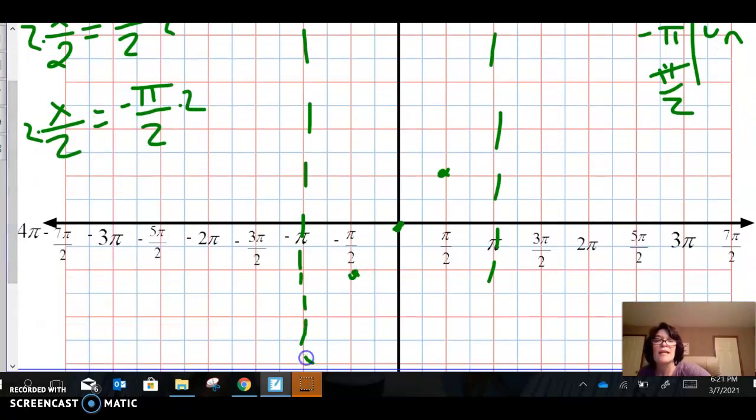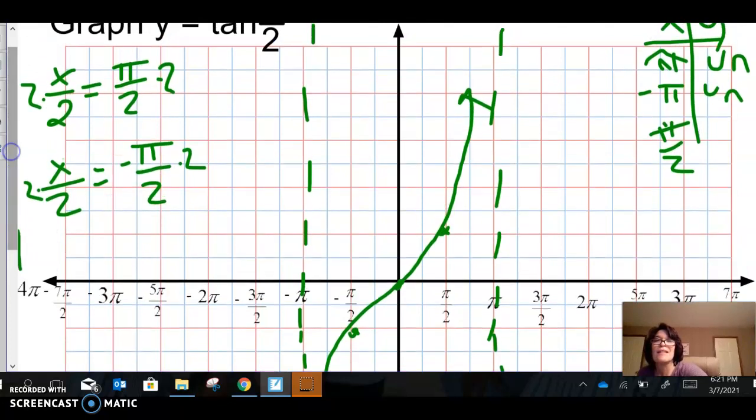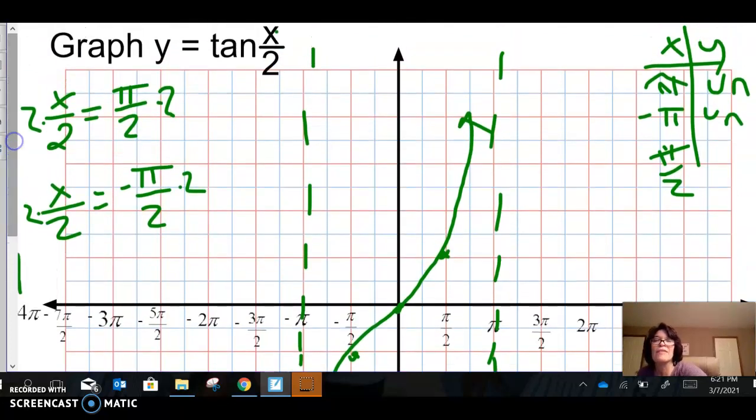So you can see that the tangent of x over 2 kind of widens this out, right? Just like when I multiply by a half, like I take y equals a half x squared, it makes it a wider graph. Now my period is not pi, it's 2 pi, right? I went from negative pi to pi.